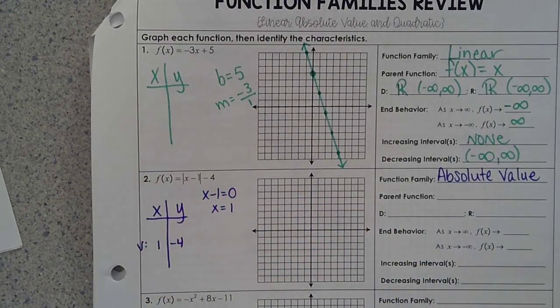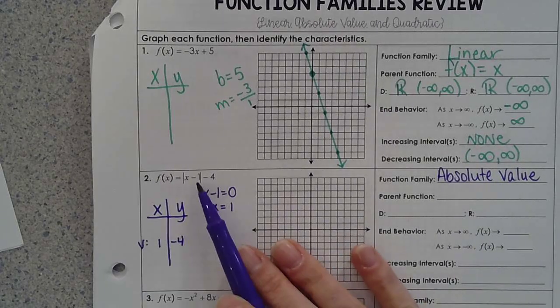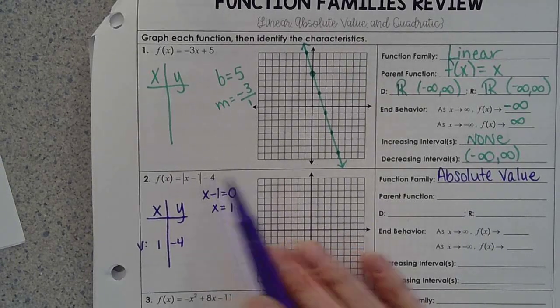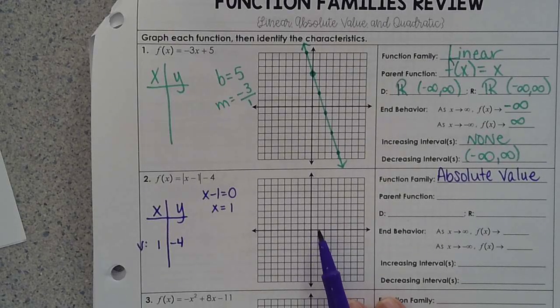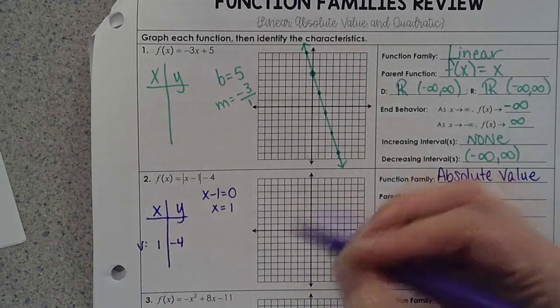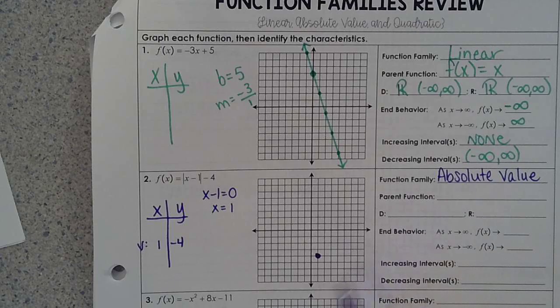So I know I have a vertex at (1, -4). Now, if I look at my transformations, I can see the same thing. Here I'm shifting to the right 1, down 4. From the origin, I shift to the right 1 and down 4, and that's where I plot my vertex. That's the same vertex that we solved for. 2 ways to find the same thing.